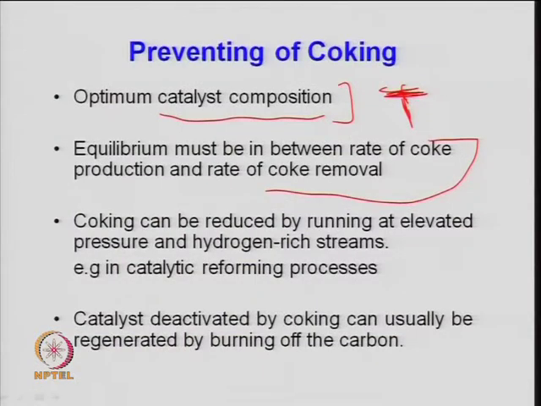The coke formation can be reduced by running the reactor at higher pressure and adding hydrogen, so that the partial pressure of hydrocarbon is reduced. Like in a reforming process, the operation is done at high pressure to reduce the coke on the catalyst, because coke formation is a function of temperature, of partial pressure, and of the concentration of the poison precursor. A catalyst deactivated by coking can usually be regenerated by burning off the carbon. That is what I discussed: carbon reacts with oxygen and gives you carbon dioxide.